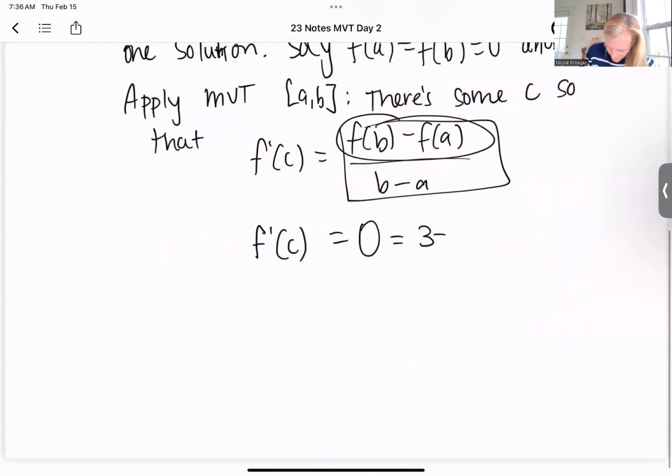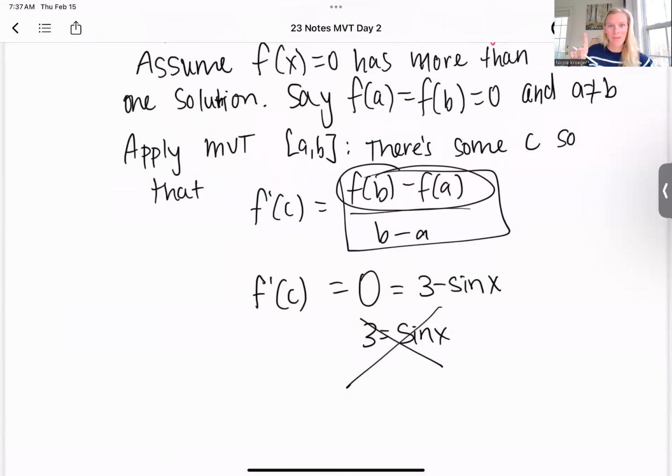Okay, so there must be some place where 3 minus sine of c is equal to 0. Okay, that doesn't seem problematic, but let's think a little bit about this. So this means that 3 has to be equal to sine of x. Do you remember trig well enough to remember that sine can never be bigger than 1 or less than -1? So sine is never equal to 3. There is no place that this happens. So this is a contradiction to the mean value theorem because the mean value theorem says there has to be a place where 3 is equal to sine of x, but 3 can't be equal to sine of x.